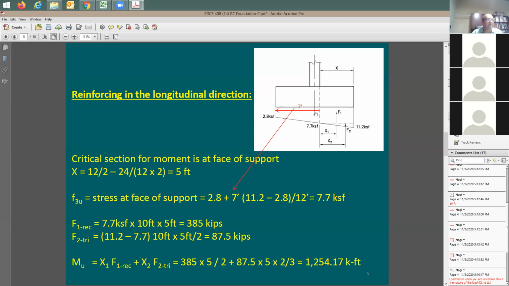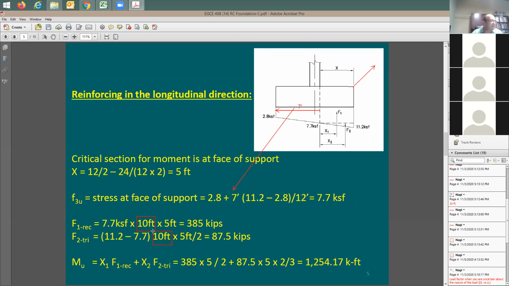11.2 minus 2.8 is going to be the drop between the two values, 11.2 to 2.8. You divide this by 12, which is the length of the footing, to get you the slope. And then with that, you end up with 7.7. Now you have the two forces. You should be able to find out the two forces. And don't forget to consider the width of the footing to be 10 feet, which is this 10 feet that you see here in the analysis, right? It is 10 feet, the width of the footing, normal to the screen.